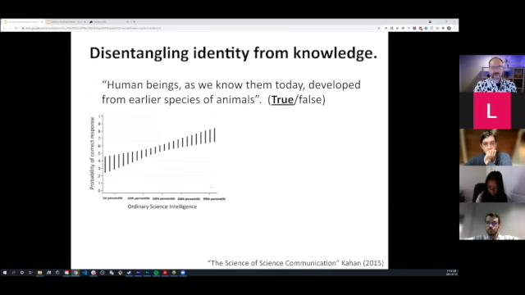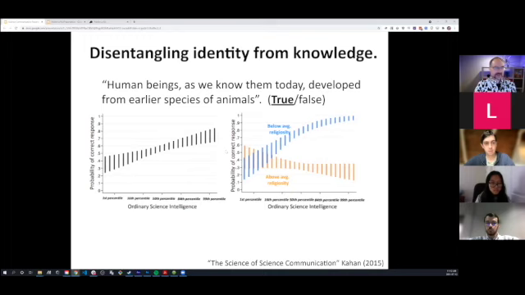So let's talk a bit about that armor and that disentangling of their identity from the knowledge. Here's some research on how people answer this question. It's a true or false question. They asked: human beings, as we know them today, developed from earlier species of animals. True or false? And then they graphed this against their general science intelligence, just a measure of their knowledge of science in general. As you would expect, the more general science knowledge they had, the more likely they were to answer this question correctly. There's a nice positive correlation there.